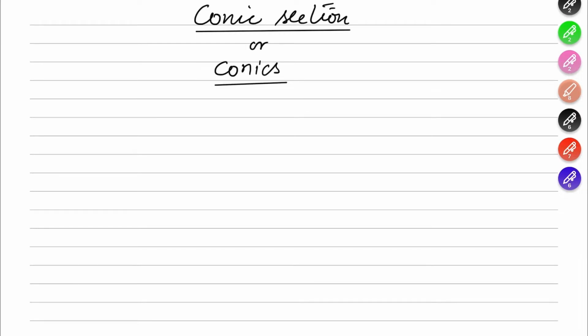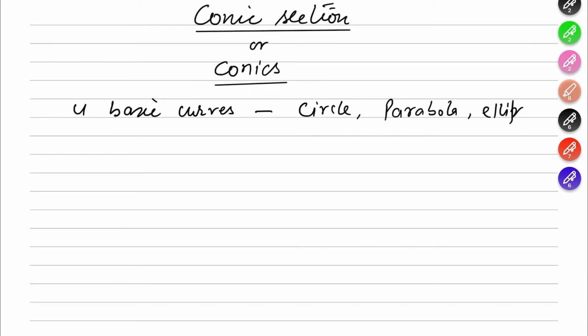Basically there are four basic curves that are called conic section. They are the circle, parabola, ellipse and hyperbola.